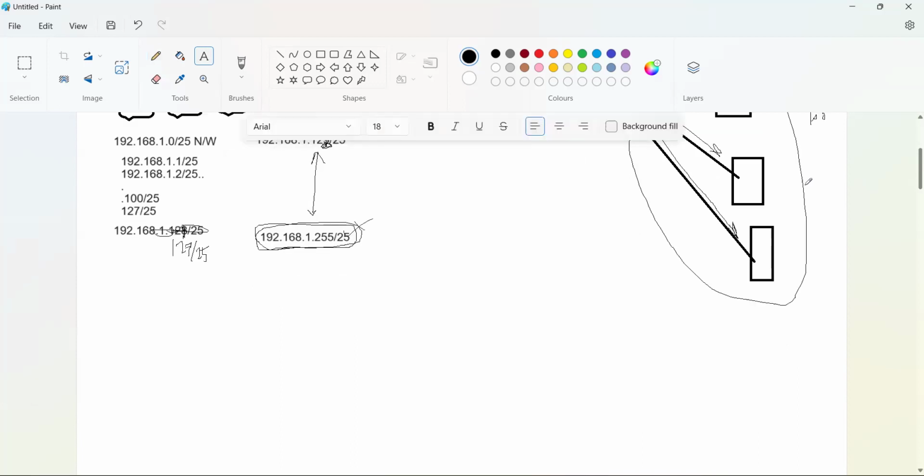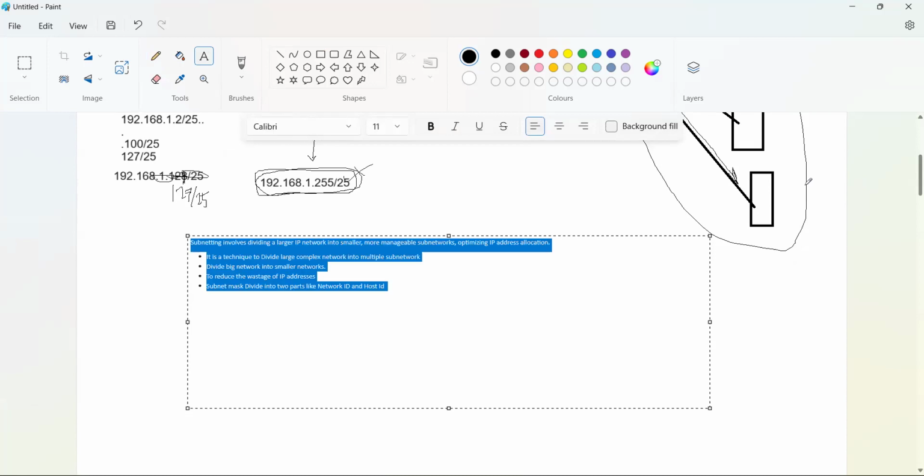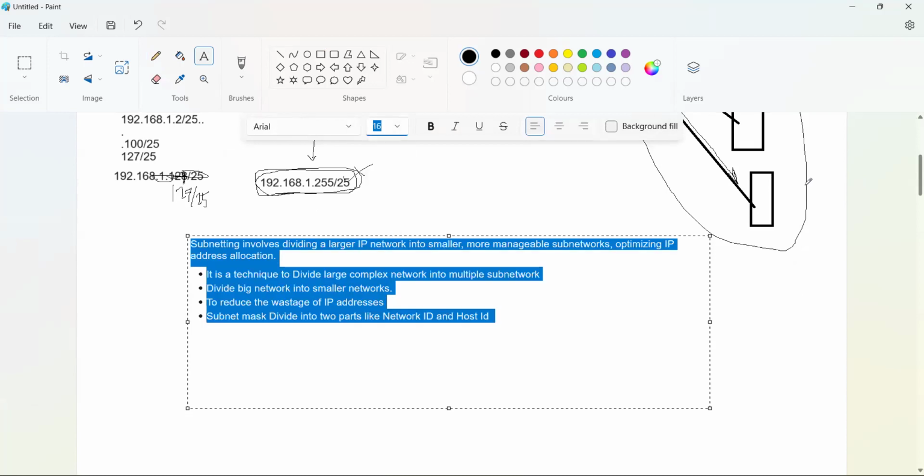I mismatched the name. I thought to say subnet. Fine. Okay. Just go through the subnetting concept.